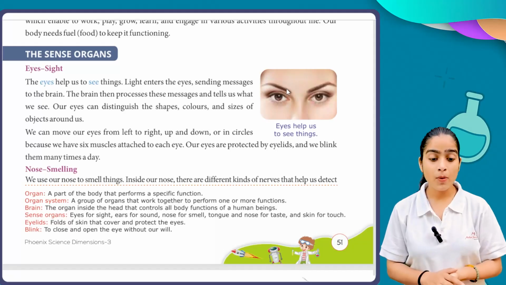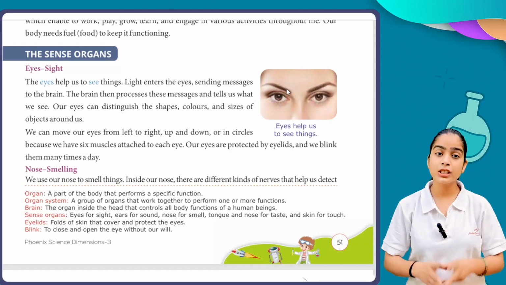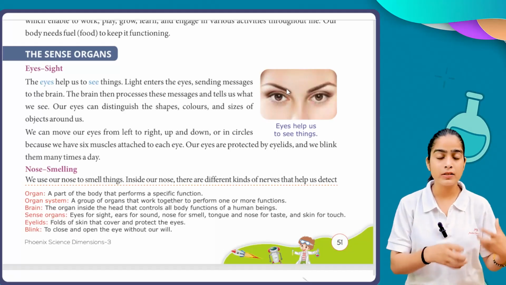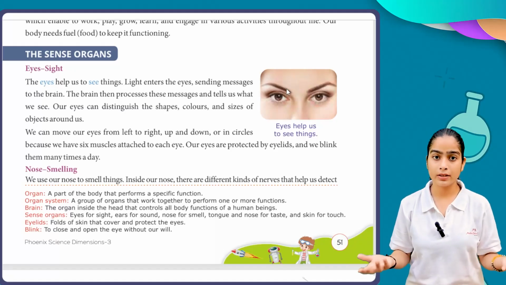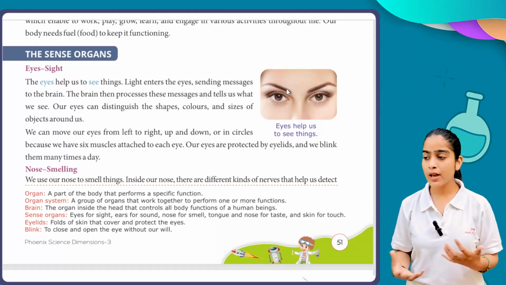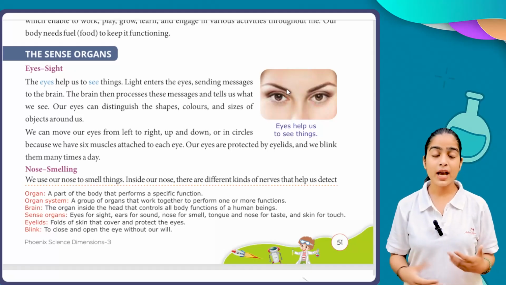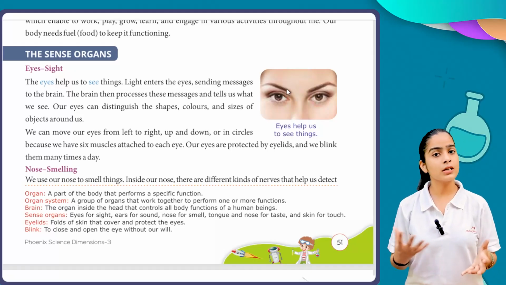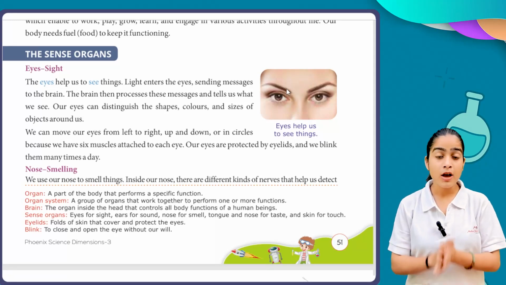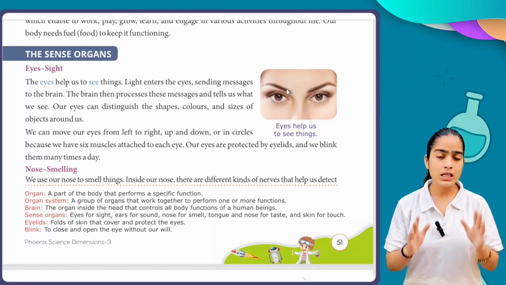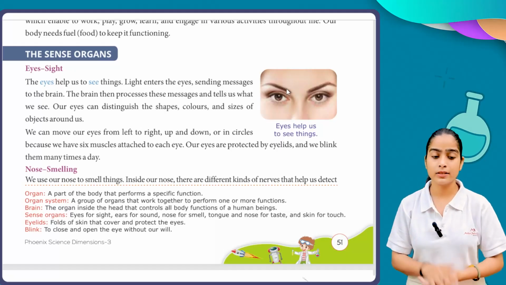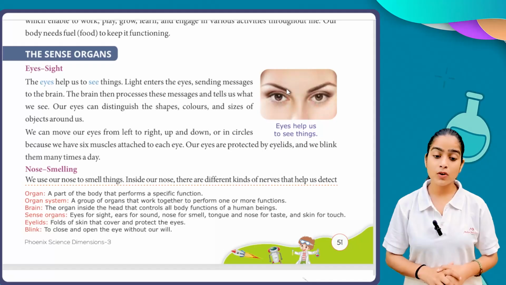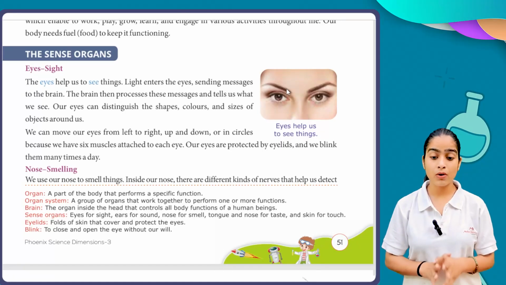With the help of our eyesight we can differentiate different shapes, colors and sizes. Right now you can easily tell me, yes ma'am, you are wearing a white color. If there is any other color around us, we can classify that also. So with the help of our eyes we can easily classify shape, size and color. Next, we can move our eyes from left to right, up and down, or in a circle.